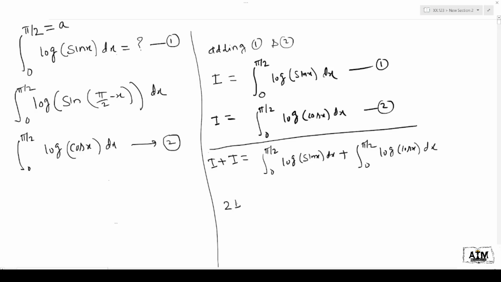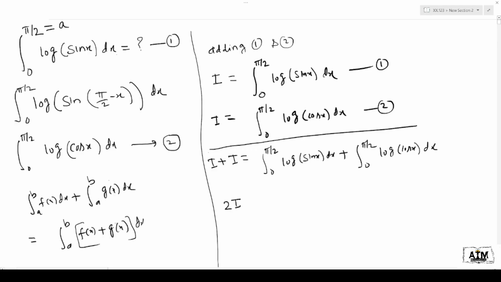So I plus I equals 2I, and we know one property: the integral from a to b of f of x with respect to x plus the integral from a to b of g of x with respect to x is equivalent to the integral from a to b of f of x plus g of x with respect to x. Therefore, this expression can be written as the integral from 0 to pi by 2 of log of sin x plus log of cos x with respect to x.